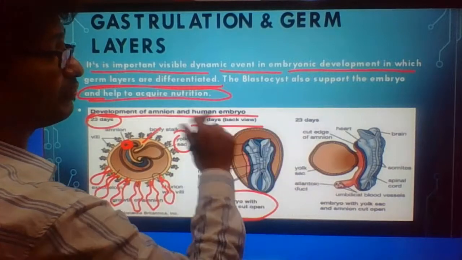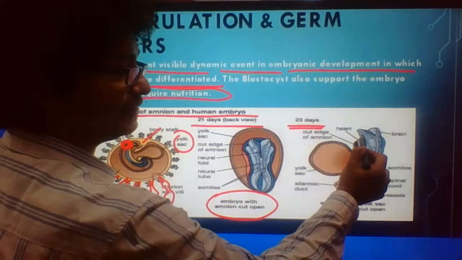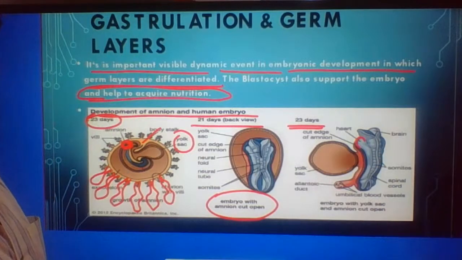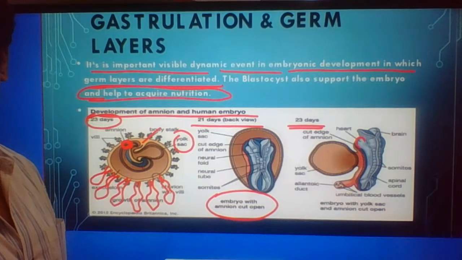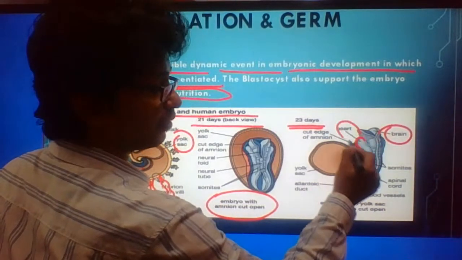Then 21 days from the back view. Then the same 23 days, if you take the brain formation. See, once the division of labor takes place and the ectoderm, mesoderm, endoderm are formed, from the stem cells some go to the brain, and for some the heart formation takes place.